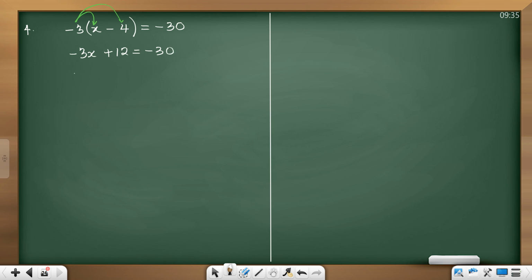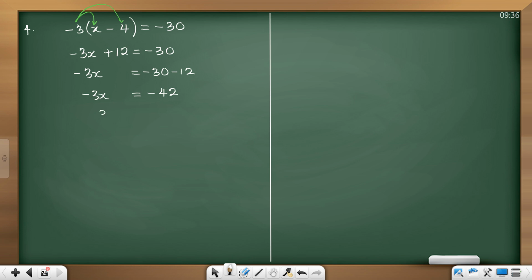Beautiful. So, negative 3x, the positive 12 can then move. And it becomes a negative. We're going back to where we started from. Negative 3x, therefore, is negative 42. Remember, adding 2 negatives. You keep the sign and add the numbers.